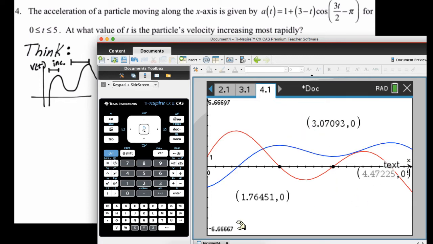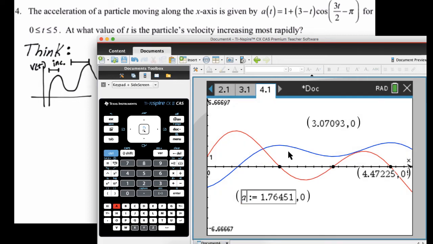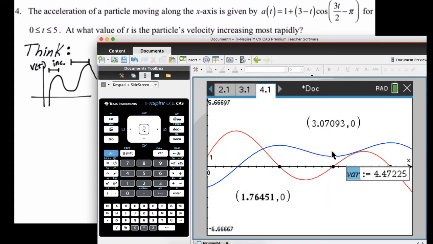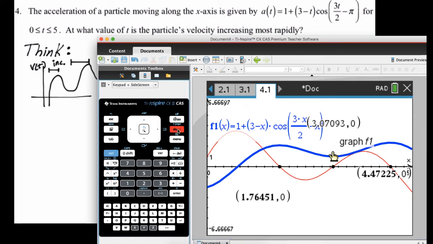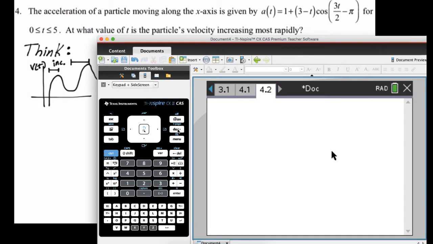So I'm going to store these two. You arrow over it, and you press control menu, which I actually can't do on the emulator. So control menu, choose store. I'm going to store this as A, and I'm going to store this as B. Now what I'll do is just add a calculator page, so doc 4 and then option 3.